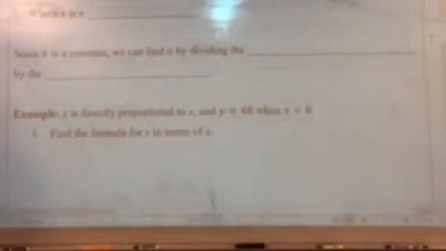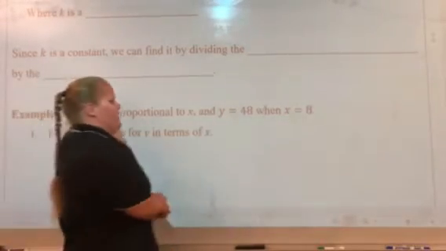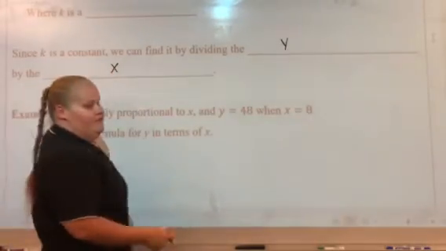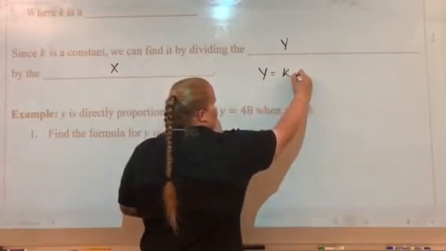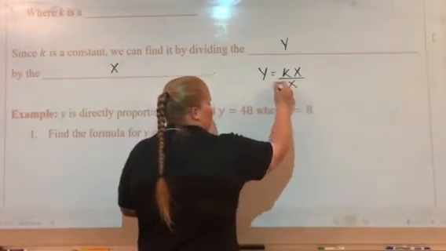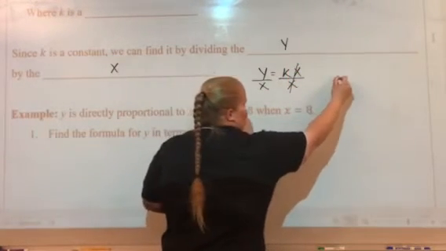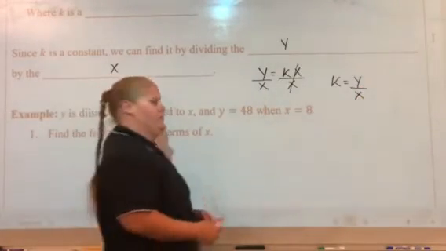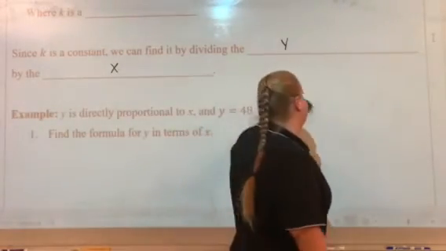Also really quick, since k is a constant value, we can find it by dividing the y by the x. If we wanted to know what the value of k was, we can take our formula, y equals k times x, and solve for k by dividing both sides by x. The x's on this side will cancel out, and I'd be left with k equals y over x. That's how we would solve for k. Let's go ahead and look at some examples.